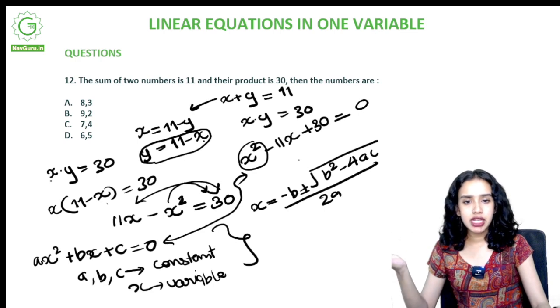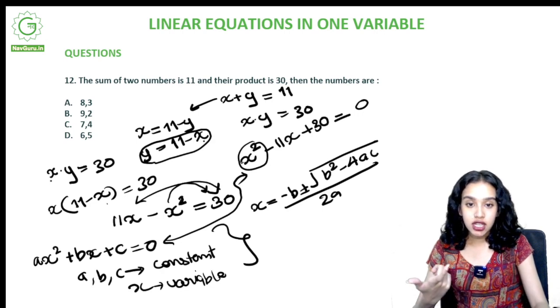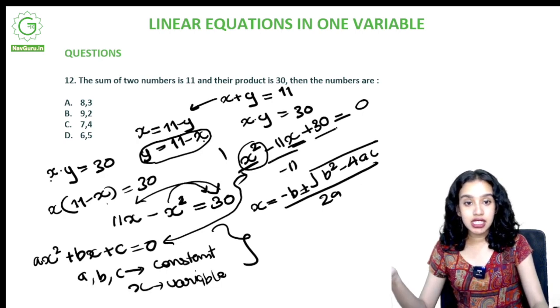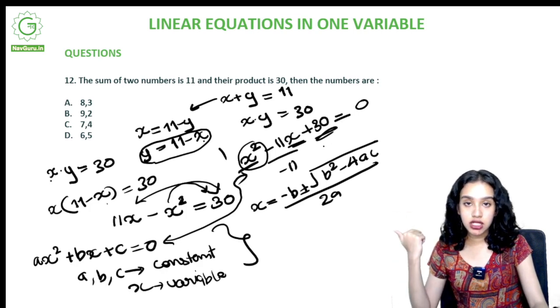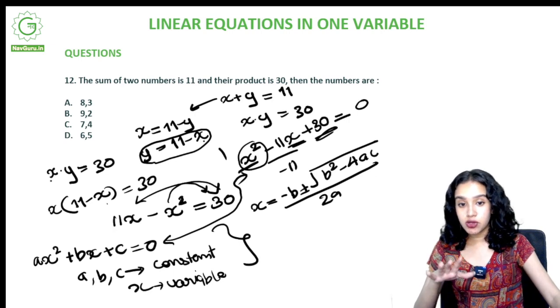So what are a, b and c? Here in this case, a and b are the coefficients of x square and x. The coefficient of x square is 1, whereas the coefficient of x is minus 11, right? And c is always a constant number, which is 30. So let's solve this equation using this formula.